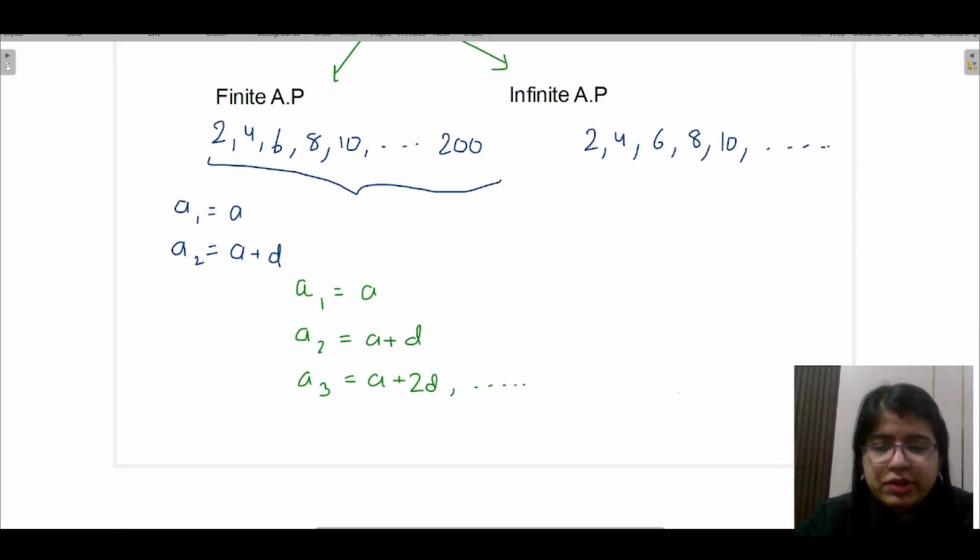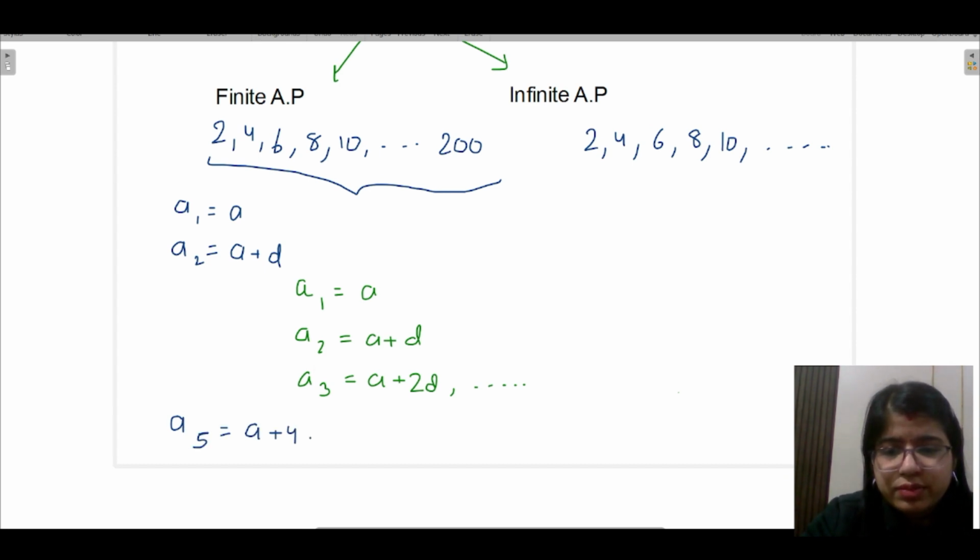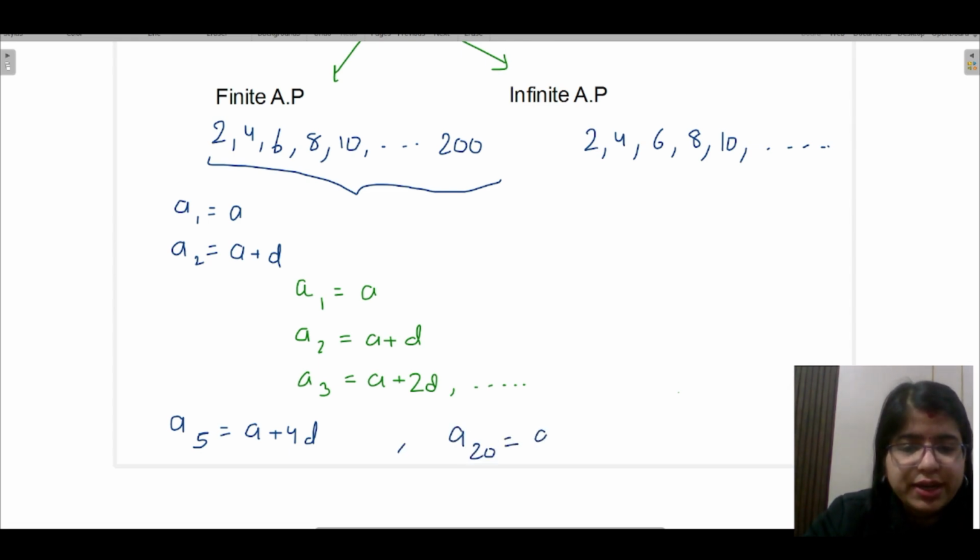So students, in this way, what can we write? If I have the fifth term, it will be A plus 4D. If I have the 20th term, then it will be A plus 19D. Now suppose I have the nth term. What is its formula going to be? When it is the 20th term, the number which is multiplied with D is 1 less than this. So we will have A plus n minus 1 into D.